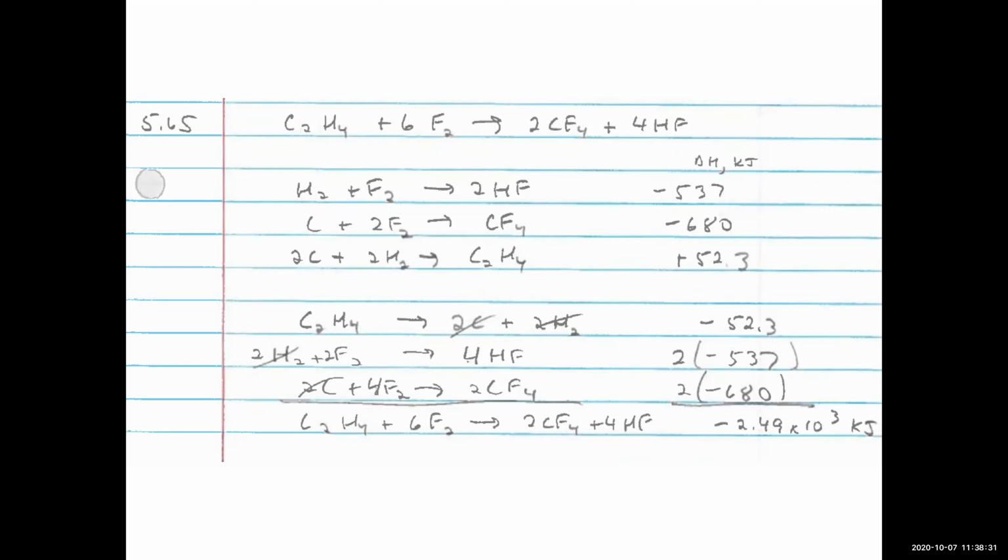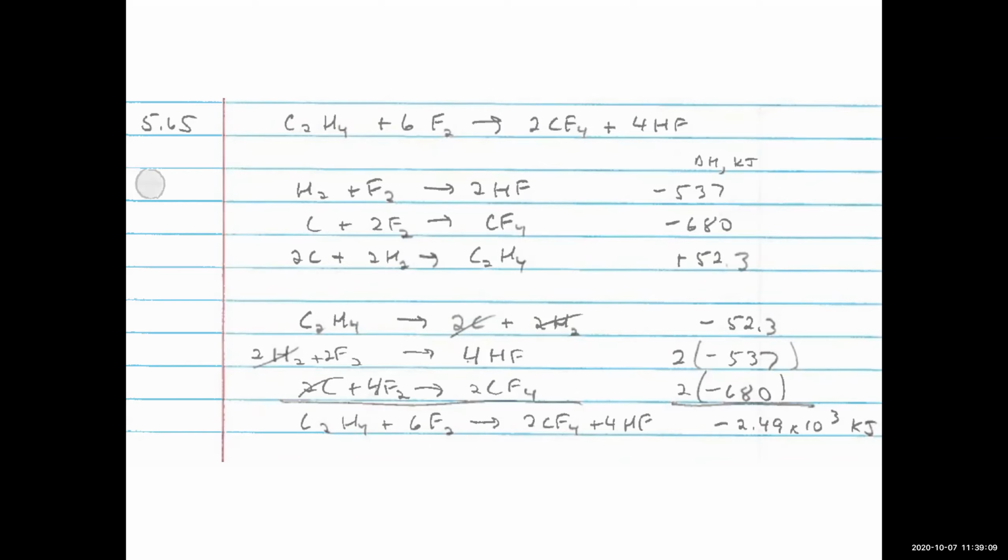Then we get to the H2, F2 going to HF. That's okay written as is because we have HF on the right-hand side, and that's where we want it. The other equation, C plus 2F2 going to CF4, we don't need to flip that because we've got CF4 on the right-hand side, and that's where we want it. So if we look at all those, then the next thing is, our favorite thing to do, we have to balance things out, okay? We want a balanced equation at the end.